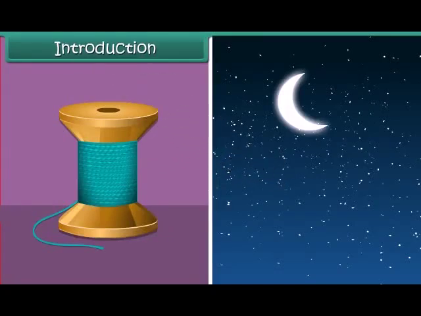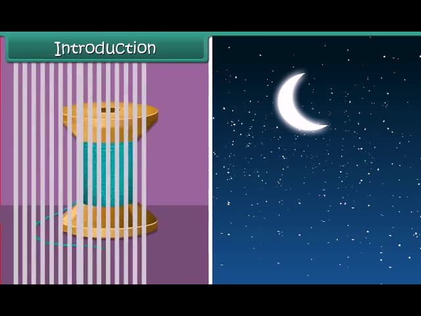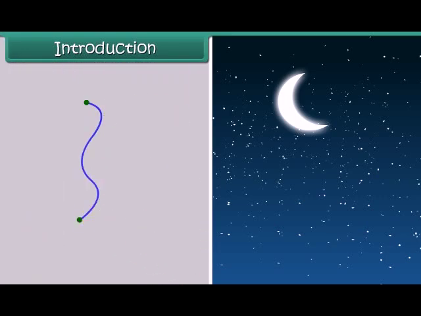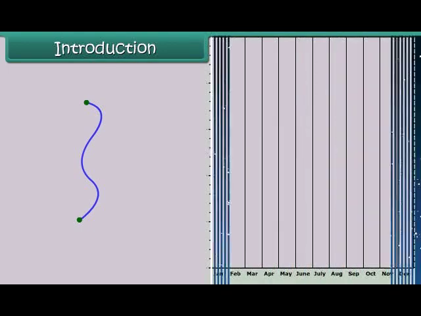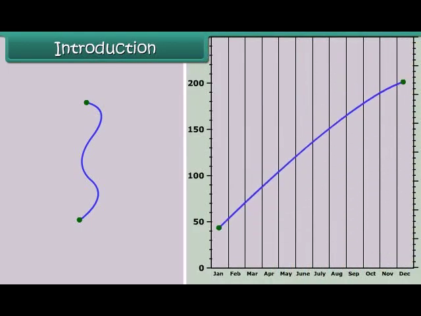Introduction. What shape does a loose thread make? What shape is a crescent moon? A curve in everyday usage means not straight. In mathematics, a curve can be straight also.